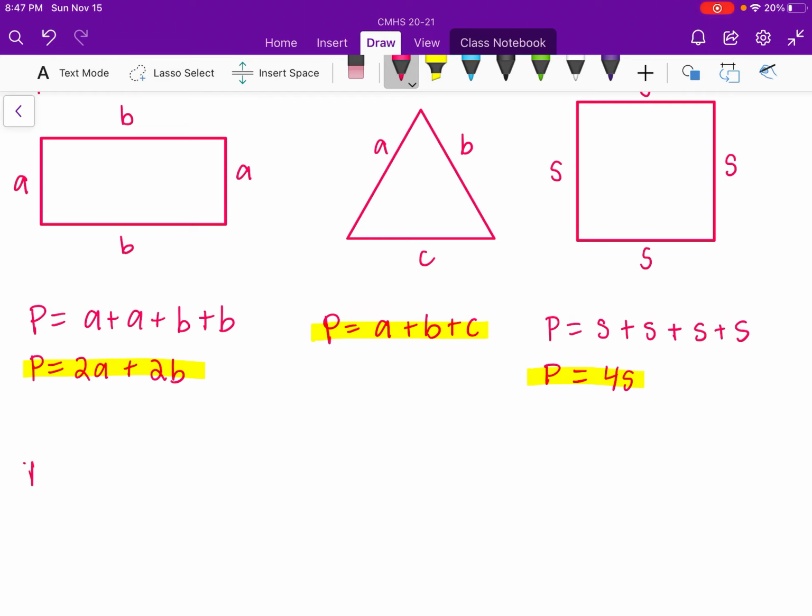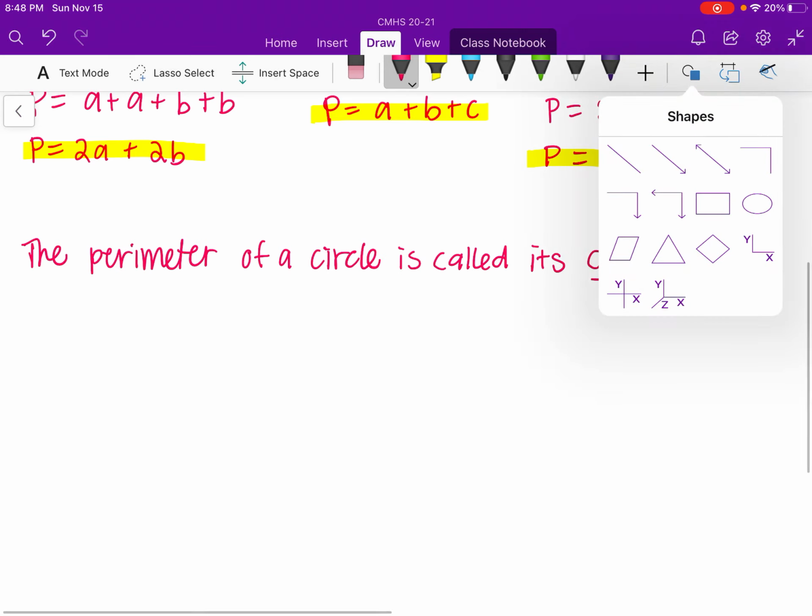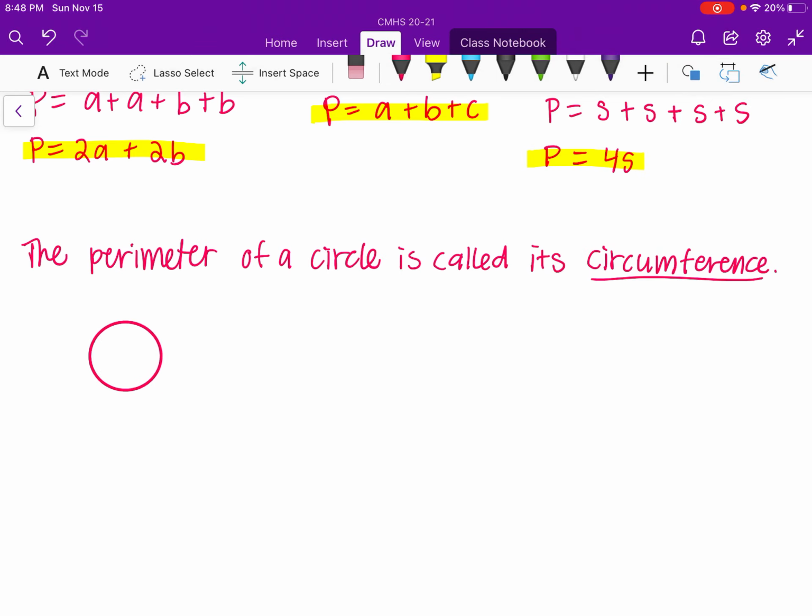So first thing you need to know is the perimeter of a circle is called its circumference. Sound familiar? Circumference. So here, let me draw a good circle here.